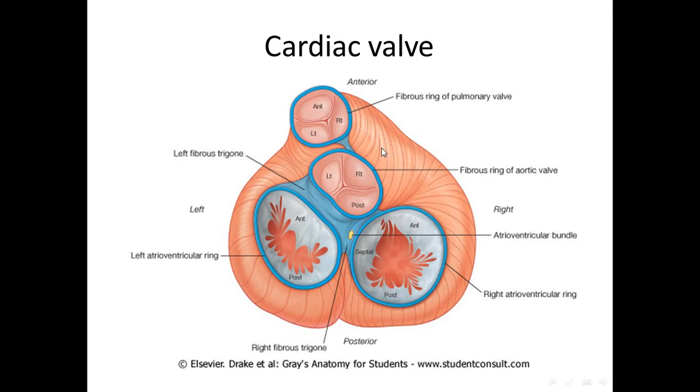If you remember, we said there is no fibrous connection between the pulmonary valve and the tricuspid valve, right? Now you know what that means. Here you see there is a fibrous, this left fibrous trigone. It's connecting the valves of the left side of the heart. But in the case of the right side of the heart, there is no direct connection.